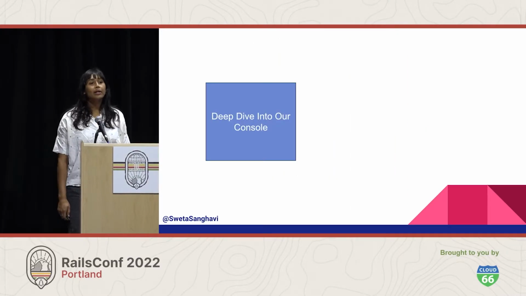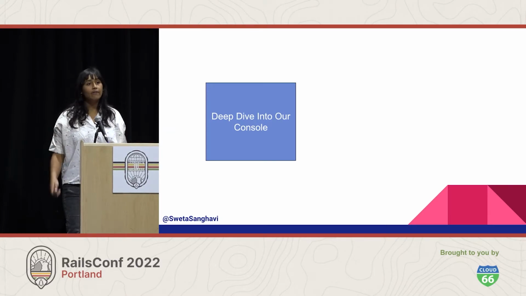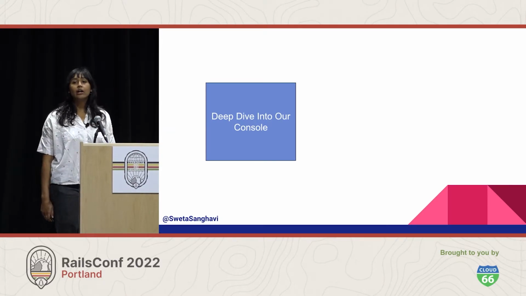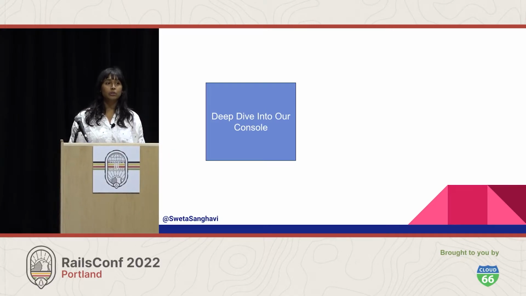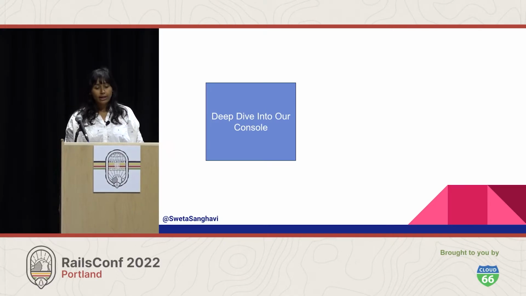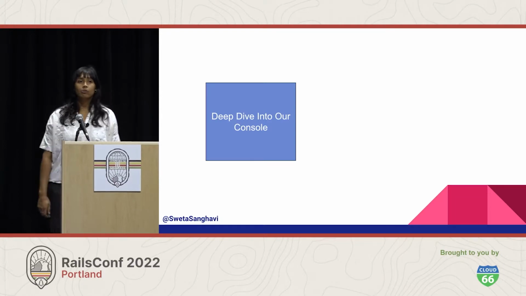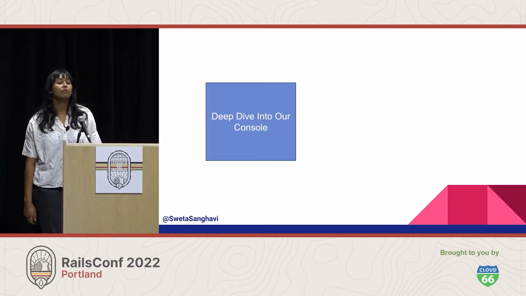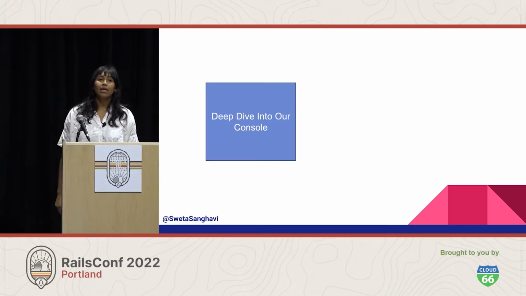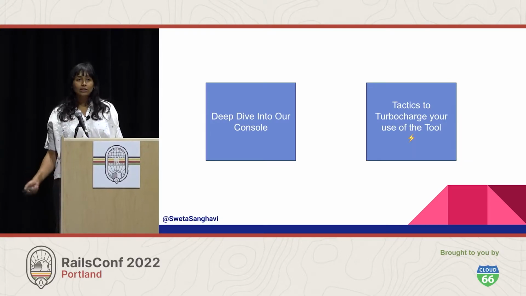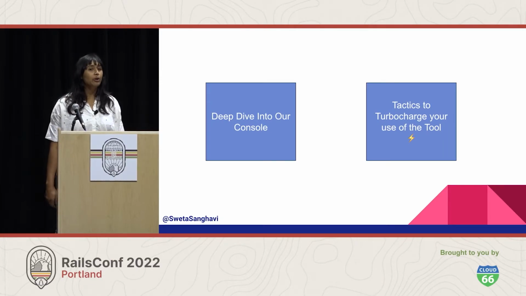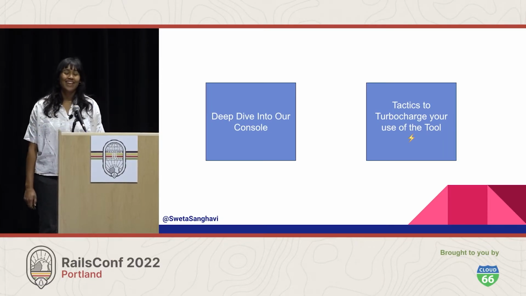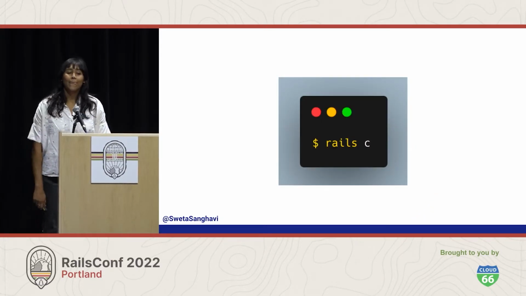So today, we're going to start by taking a deep dive into the console and checking under the hood to look at what enables us to use the features we get to use it for, like storing context, evaluating Ruby, and the interactivity we've grown to expect. Then we'll talk about tactics to really supercharge your use of the tool into becoming super product developers. So let's start at the top.